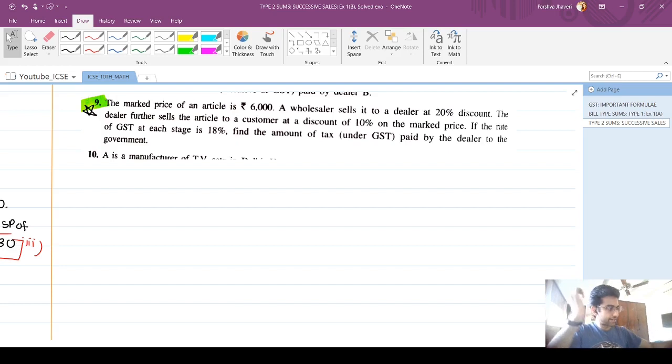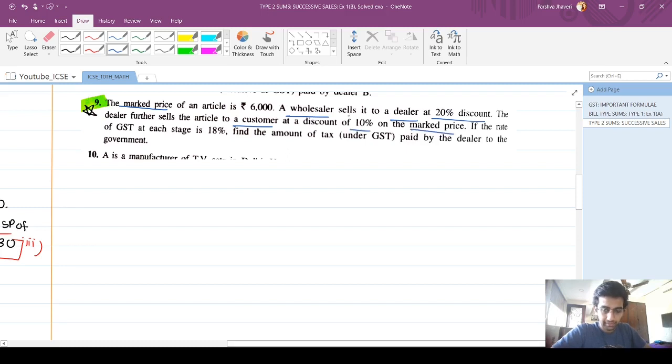So let's go ahead and read it. See, there's an article at marked price 6,000. The wholesaler sells it to the dealer at 20% discount. The dealer further sells to the customer at 10% discount on marked price. If the rate of GST at each stage is 18%, find the amount of tax paid by the dealer to the government.